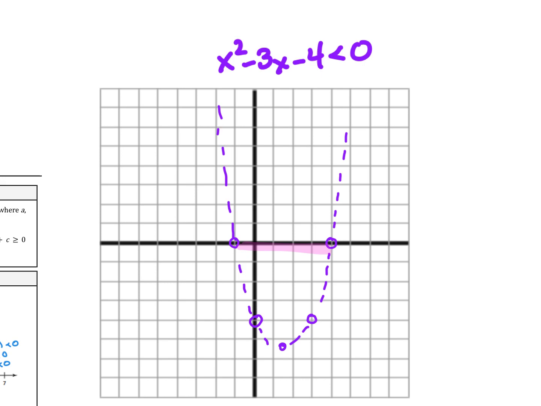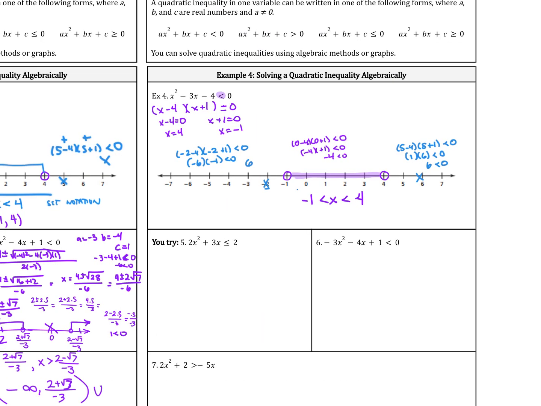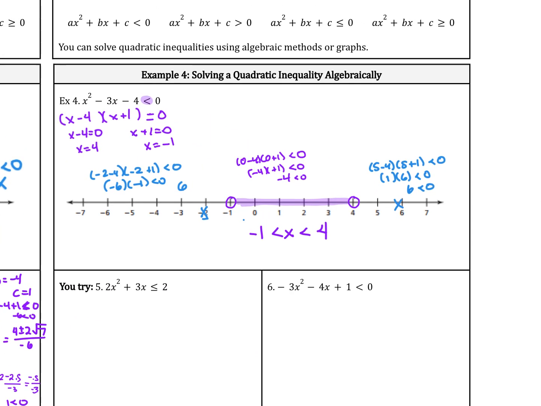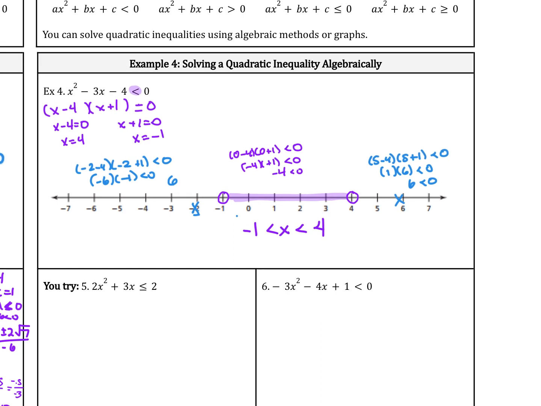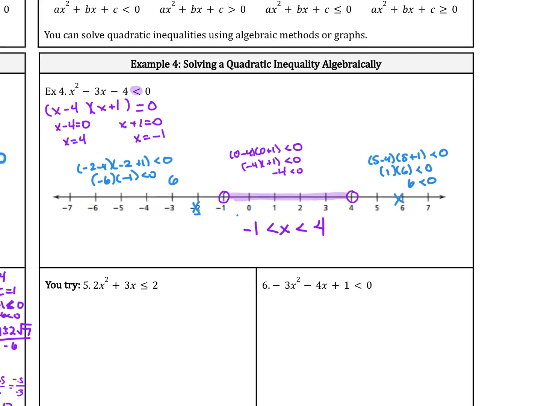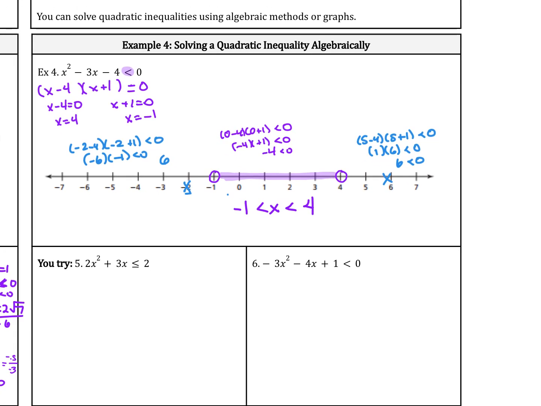Okay, so for all of these, go ahead and practice solving algebraically in order to find the solution. For that solution, we want to include this number line. We want to show the test for each area, as well as writing what the answer is here. So go ahead and try number 5 and number 6.